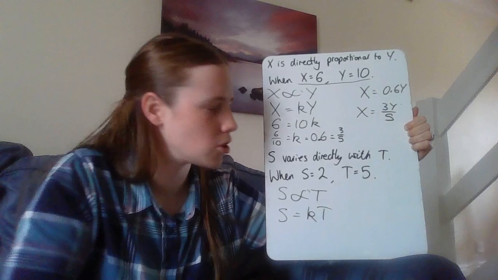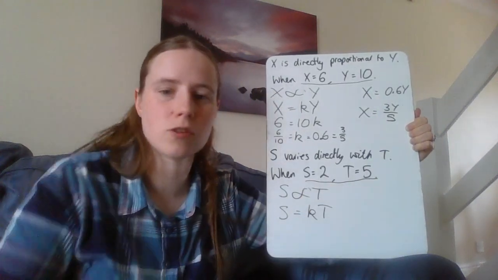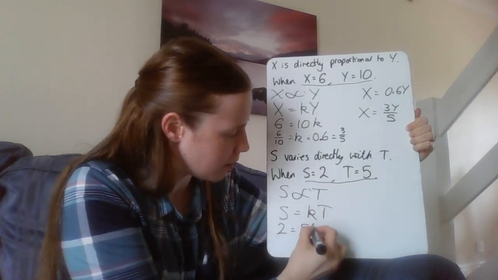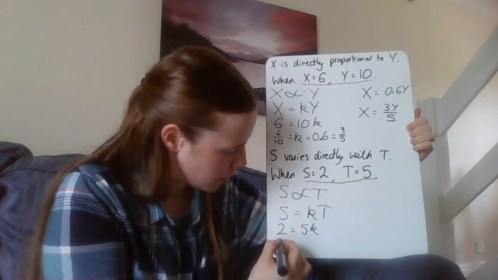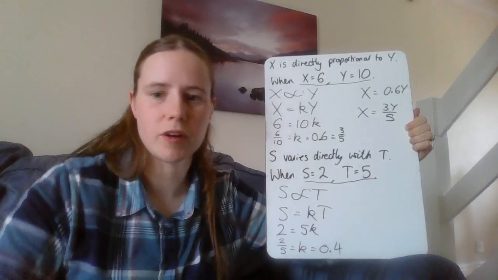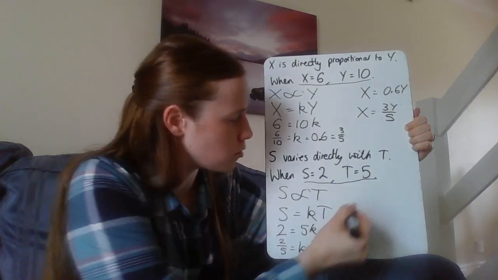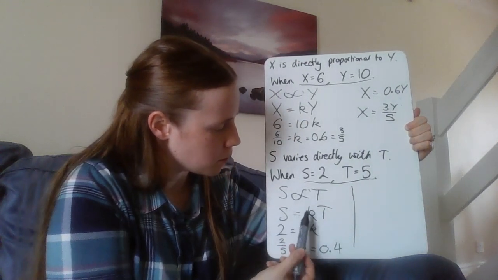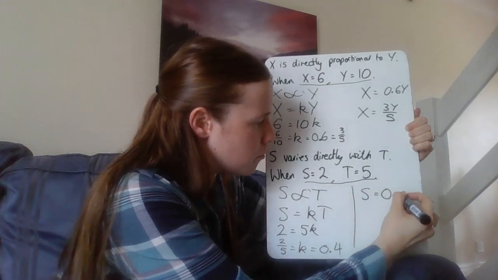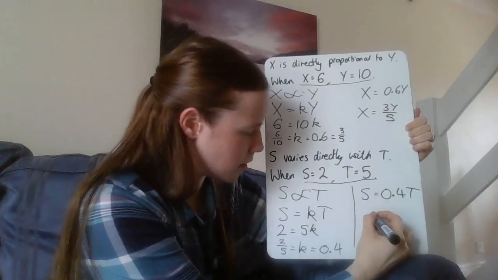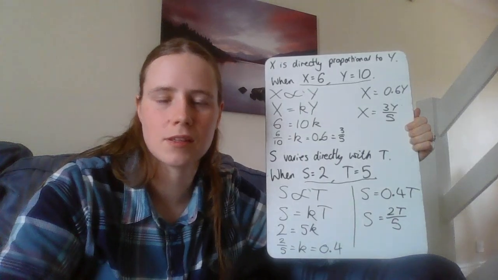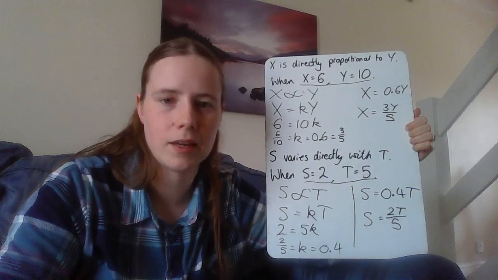Next step, I'm going to substitute in the pair of values I've been given and solve for k. So 2 is equal to k times 5, or 5k. I'm going to divide both sides by 5 to get 2/5 as my k value, or 0.4 if you prefer it as a decimal. Final step, I'm going to write out the formula. So I've got S equals k times t. I now know what k is, so I can either write S equals 0.4t, or I can write that S is equal to 2t over 5. So either using the fraction or using the decimal form, as you prefer. Either would get you the full marks.